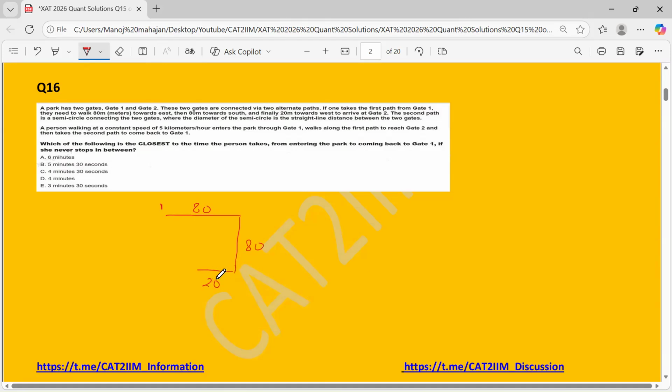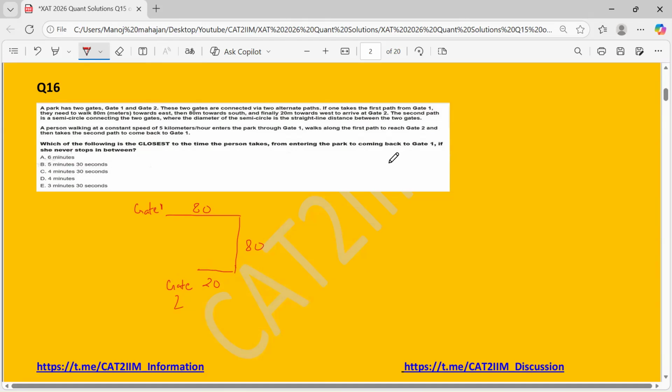So you have to draw the figure for sure. And if I took this as gate 1 over here, this would be gate 2 as per the problem. So this was one of the paths to reach from gate 1 to gate 2.